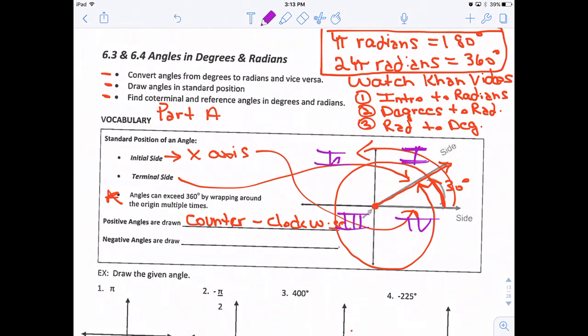So with that said, as I've made a complete mess on my screen, negative angles are drawn, notice we're missing an N there, drawn clockwise. So this is really, really important, these two ideas. This right here, important. And we're going to be practicing it down here in just a moment.